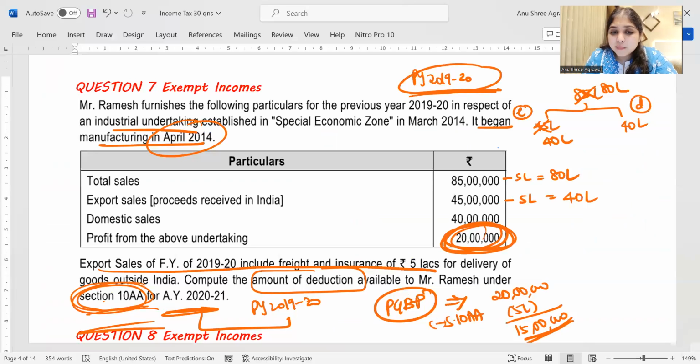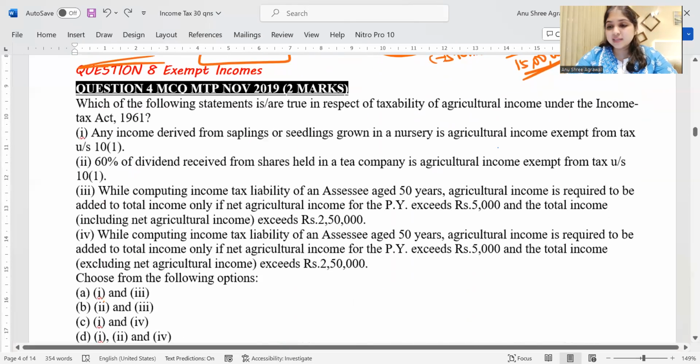10AA, I did not bring in a normal question. I brought a question with this freight adjustment. So remember, freight has to be reduced from the export sale number. The turnover numbers should not include freight. If it already includes freight, we are supposed to remove that freight. Simple. Okay, now come to question number 8.